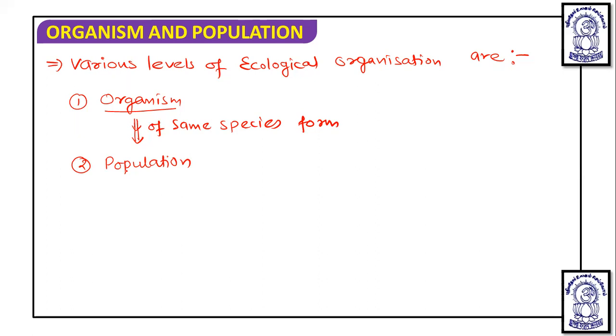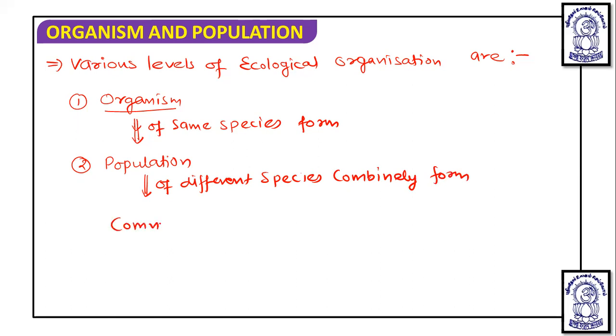And populations of different species combinedly form a community, that is the third level of organization. Community means more than one population is there, and that is known as a community.